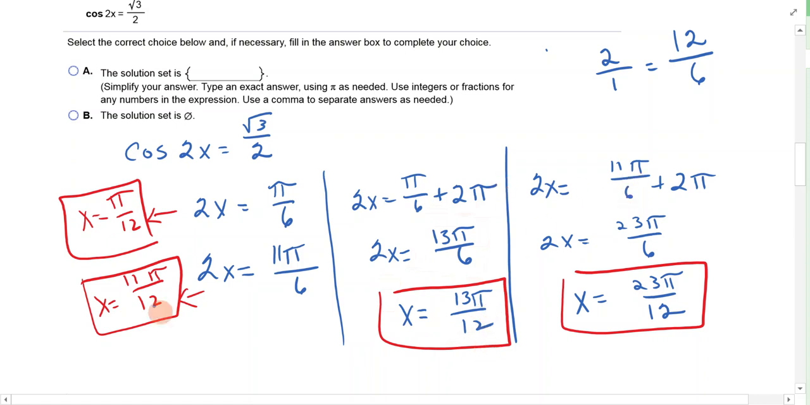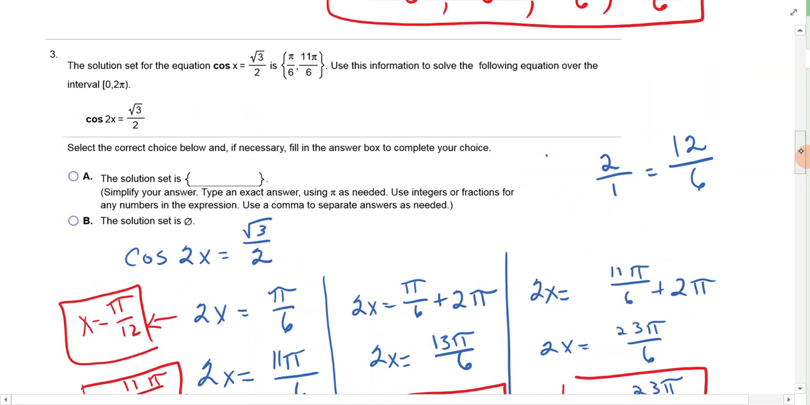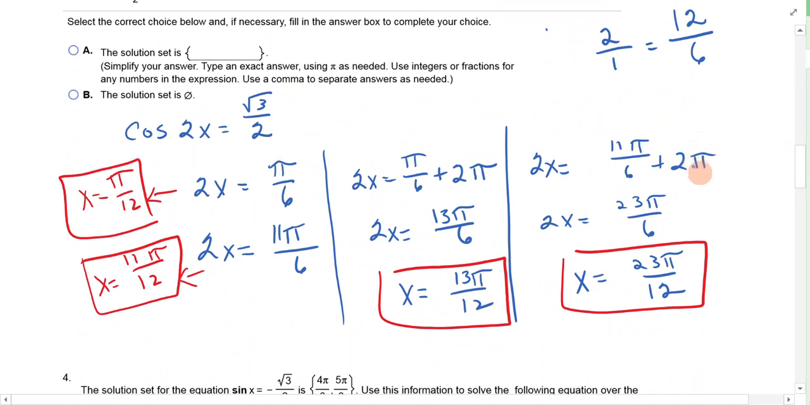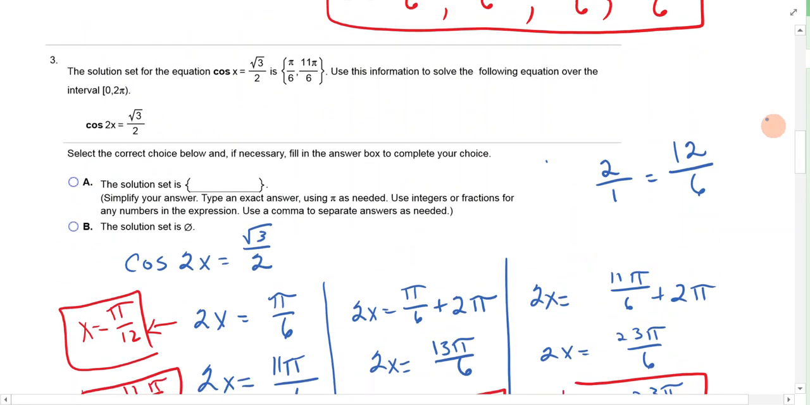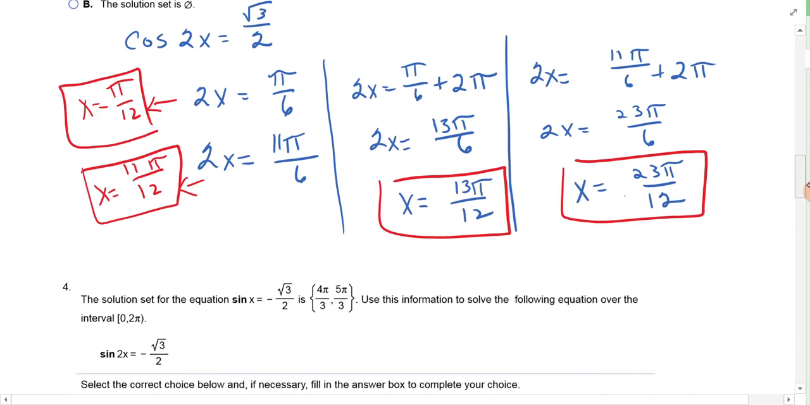We could also take the 11 pi over 6 and go one more revolution, since it's the 2x. And so we have 12 pi plus 11 pi is 23 pi over 6. Divide it by 2, you get 23 pi over 12. So those are your 4 answers, all in 12ths. And we did use this to get started, but that's how we did that one.